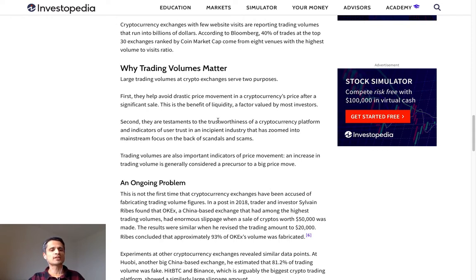Second, they are testaments to the trustworthiness of a cryptocurrency platform and indicators of user trust in an incipient industry that has zoomed into mainstream focus on the back of scandals and scams. Trading volumes are also important indicators of price movement. An increase in trading volume is generally considered a precursor to a big price move.